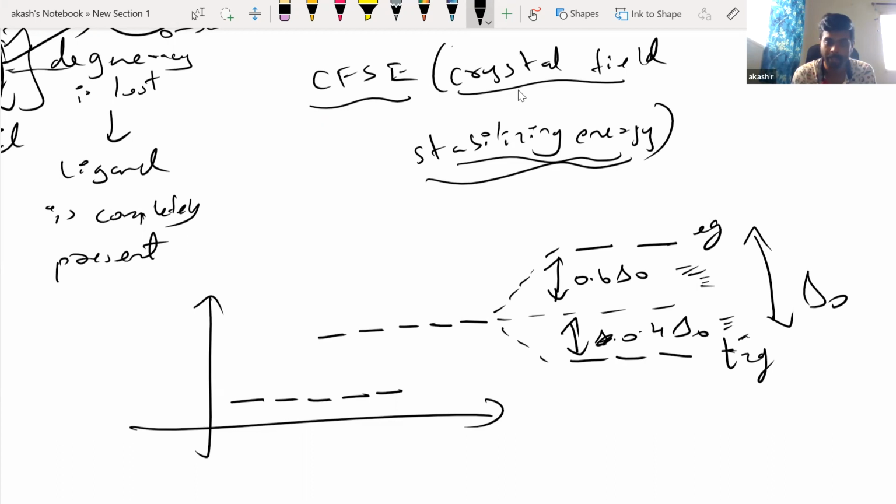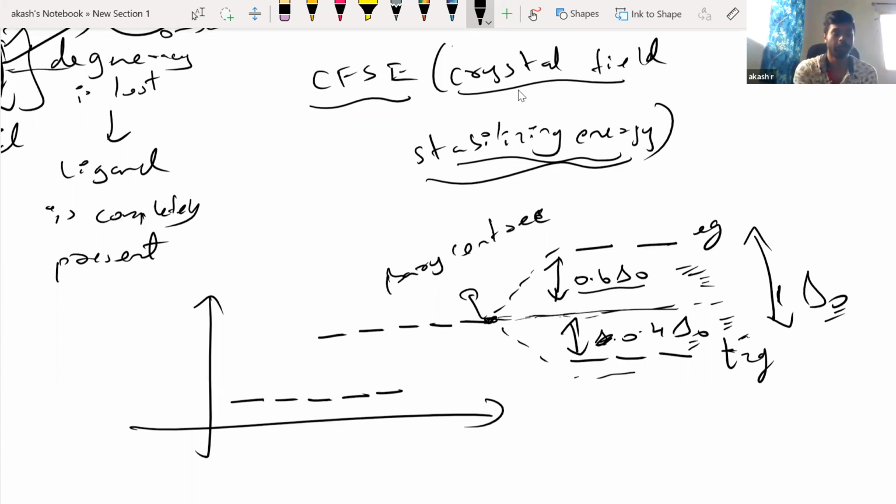Total, if you add, 0.6 plus 0.4 will become 1 del naught. Anyways, that's what I'm trying to tell you. The distance between the average to the T2G or EG is not the same. This particular point is what is called the barycenter. From the average value to the EG is 0.6 del naught. From the T2G to the average value is 0.4 del naught.